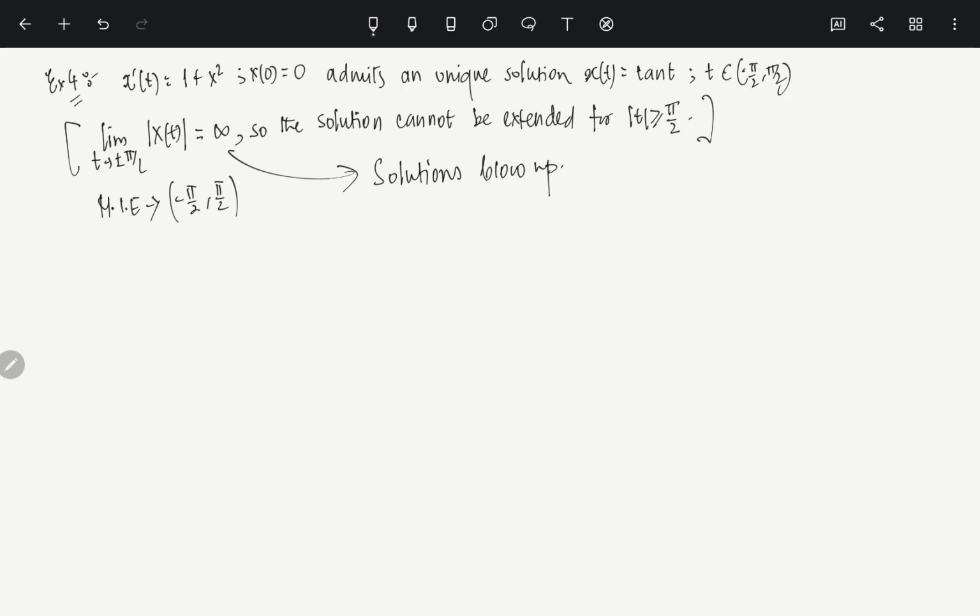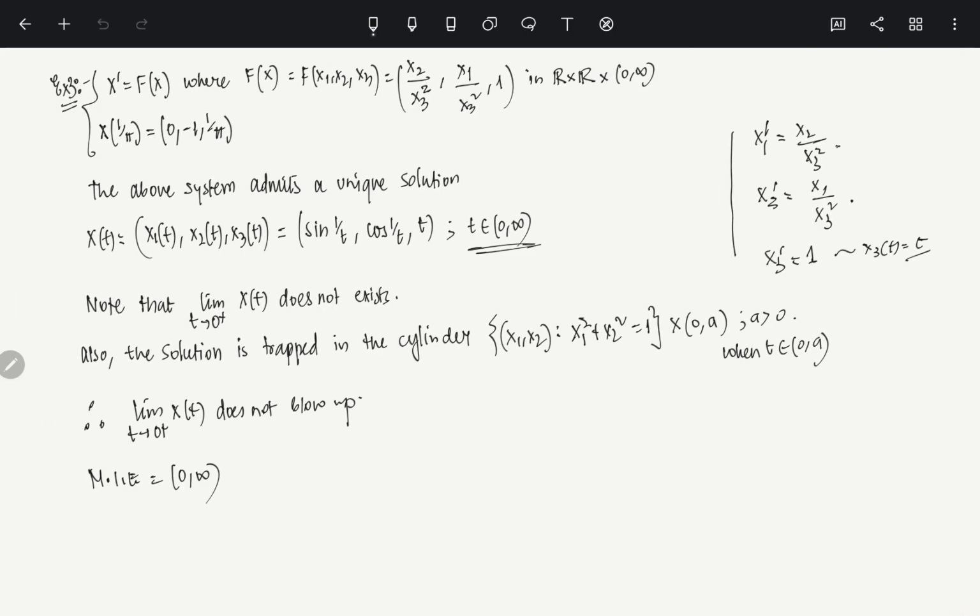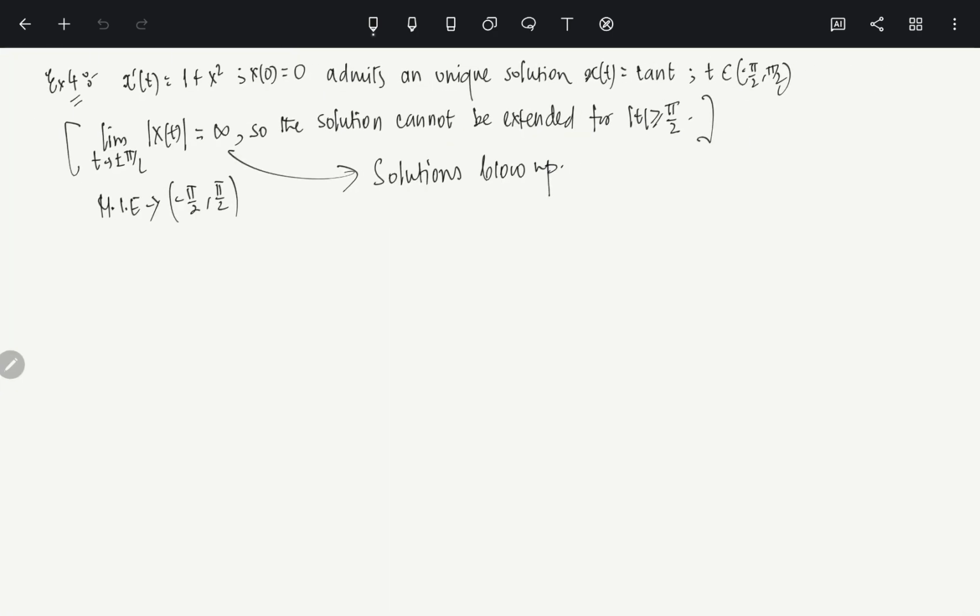Okay. So this sort of situation also happens, but this is kind of rare. Generally, we deal with this sort of situation. Okay, so let's look at a system, whether for a system also something like this happens or not. Okay, so let's look at this problem.